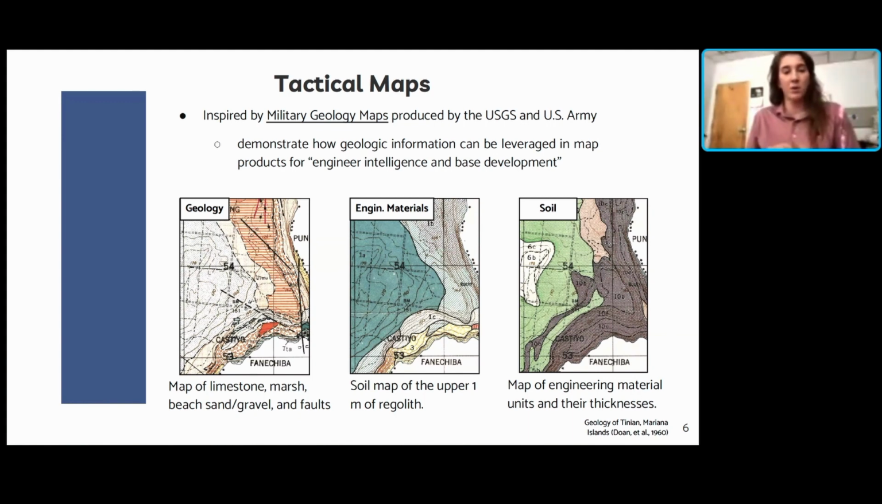So in the bottom, we have 3 insets of the geology of Tinian and the Mariana Islands military geology maps. So on the left, geology, different colors showing units and lines showing structure. And then the center and right side, engineering materials and soil, are different ways to classify the surface based on what sort of information you're trying to extract. So what does the upper 1 meter of regolith look like? How can you classify those soils based on their units, characteristics, and thicknesses? Next slide, please.